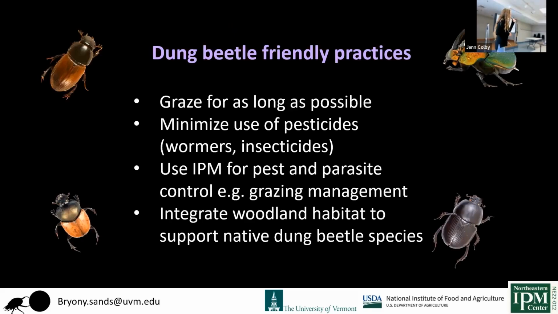This is my final slide. I just wanted to mention some dung beetle friendly practices. So grazing for as long as possible. Dung beetles emerge quite early in the spring, so they need some resources out there. So extending the grazing season to provide dung beetles with resources for as long as possible is great. And then minimizing the use of those treatments and focusing on integrated pest management, such as grazing management or those alternative strategies. And finally, as I mentioned, integrating trees to support native dung beetle species.